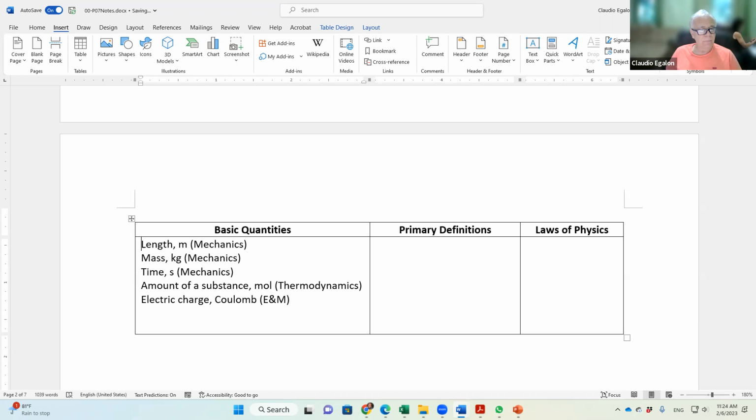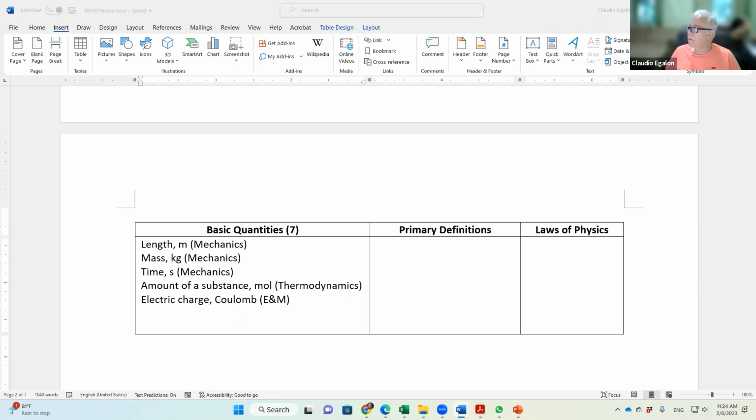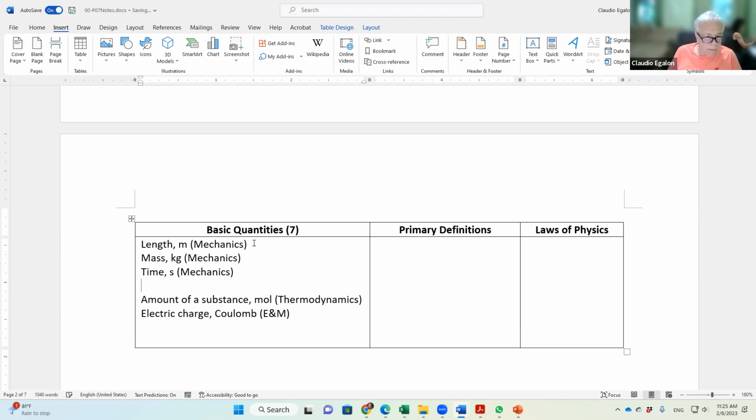Length, mass, time, amount of a substance. We're supposed to have 7 basic quantities. We have 1, 2, 3, 4, 5. What are the other 2 here? Let me give you a little bit. Oh, there's one more here that I forgot. Before the amount of substance, temperature, and the unit of temperature is the Kelvin. That showed up in thermodynamics too.